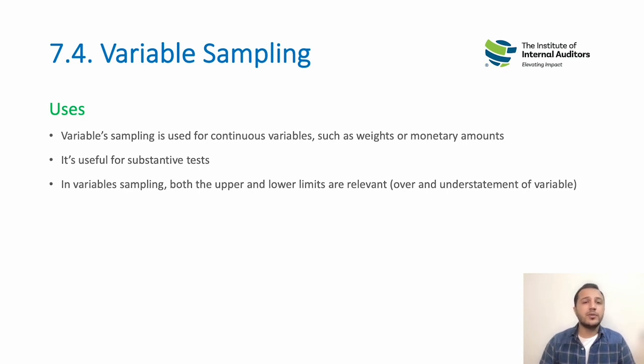In variable sampling, we use both upper and lower limits, which is the threshold under which we can believe to what extent it is acceptable to have a deviation and to what extent it is not acceptable to have a deviation. Accordingly, we adjust our sample size.